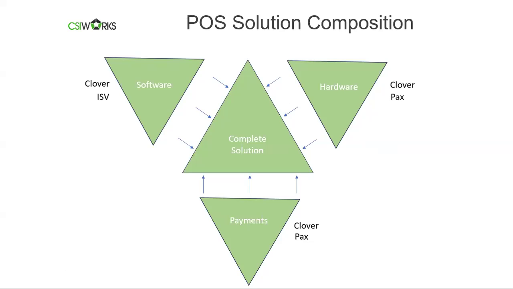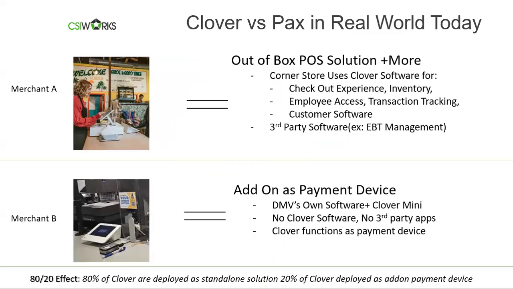The first thing I want to point out is that a complete point of sale solution, from the perspective of a customer or a merchant, has three components in it. It would be the software, hardware, and the payments, right? I'm going to go to the next slide here and show you an example.